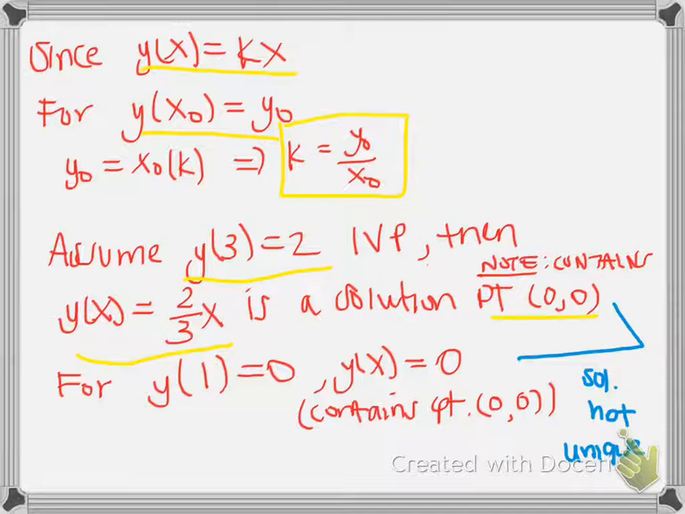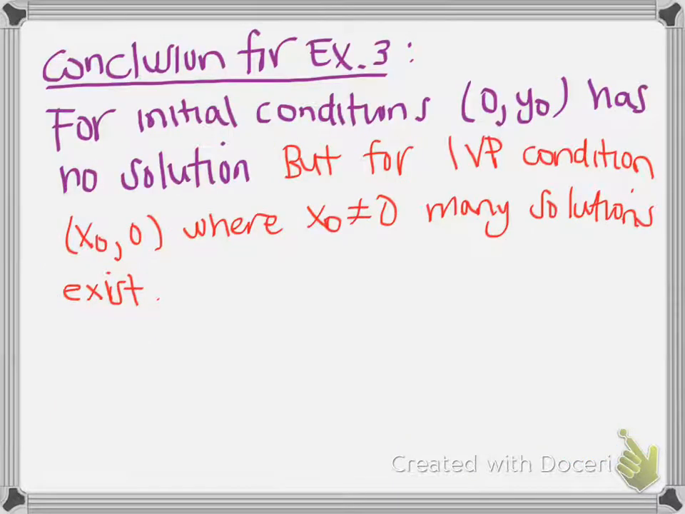It contains the point 0, 0. And if we have y of 1 equals 0, then y of x equals 0. So it contains the point 0, 0, and so we have the solution. It's not unique, right? Because we have here y of x equals 0 and y of x equals 2/3 x, both going through the point 0, 0, so it's not unique at 0, 0. And we knew that already from the uniqueness that we showed.